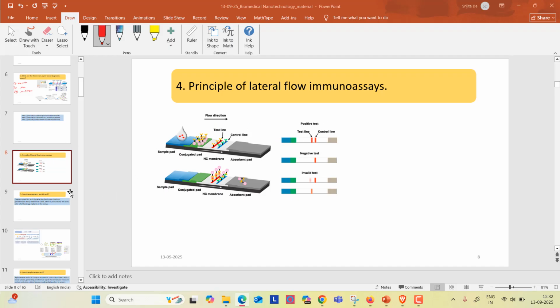These four pads are very important. What are they? Sample pad, conjugation pad, reaction pad, where the nitrocellulose membrane is, and at the end there is the absorbent pad.